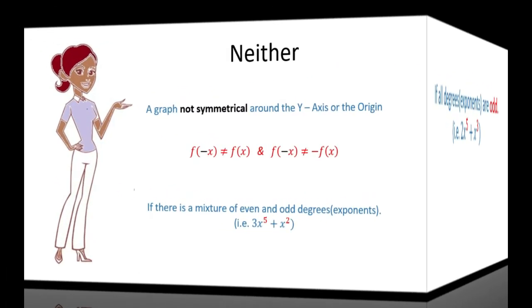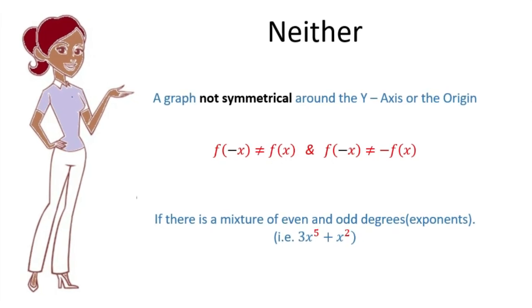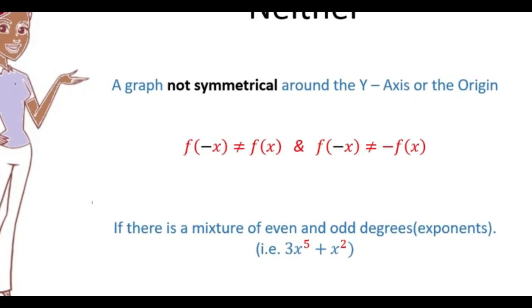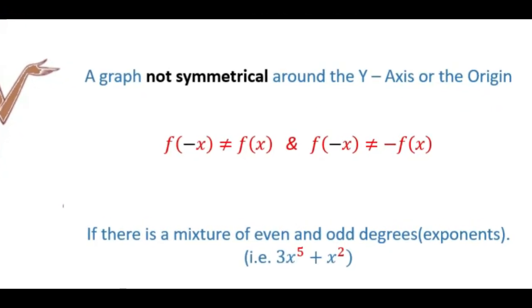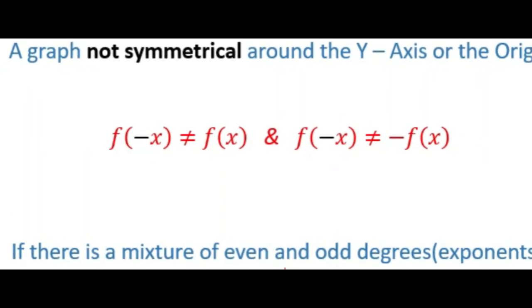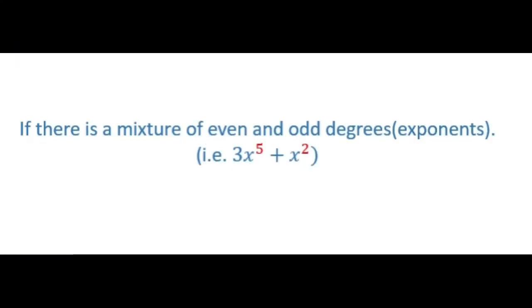A function is neither even nor odd if the graph is not symmetrical around the y-axis or the origin. Also, if you substitute negative x into the function, and it doesn't come back to the original function, or the original function is not negated, then it is neither. If the polynomial has a mixture of even and odd degrees, then the function is neither even nor odd.